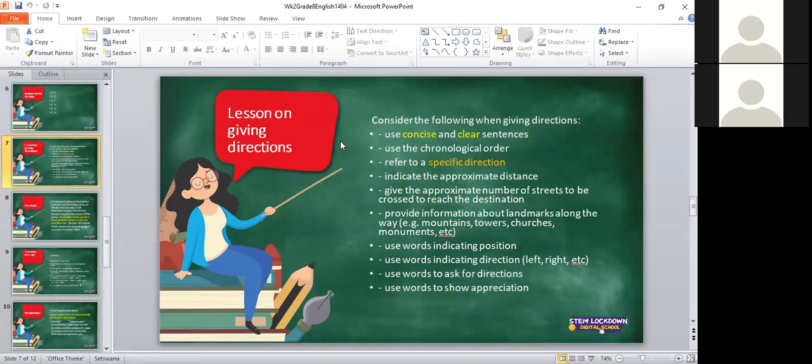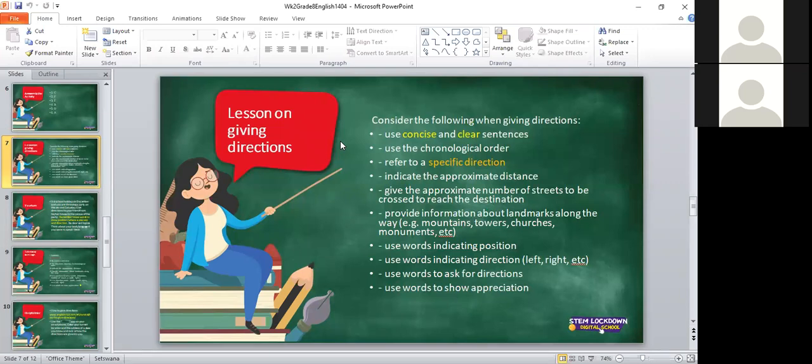So yeah, and you indicate the approximate distance between where you are and where you want to go. You give the number of streets to be crossed before reaching the destination, as we've seen in our previous activity. You provide information about landmarks along the way. What will the person see when they follow directions? Will they see mountains, towers, churches, monuments, things like that?